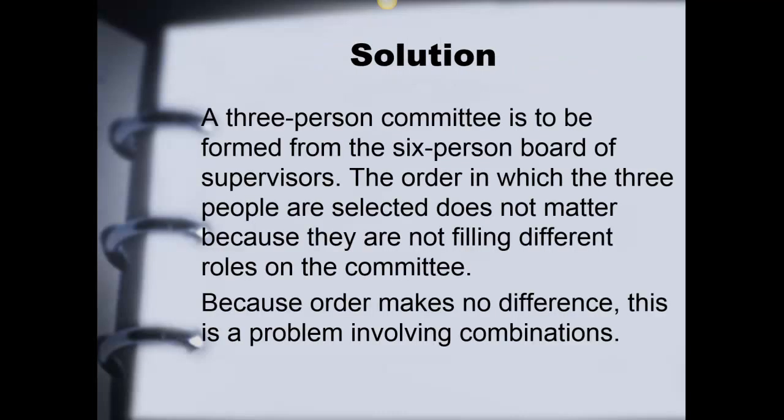And let's go back. A 3-person committee is to be formed from the 6-person board of supervisors. The order in which the 3 people are selected does not matter because they are not filling different roles on the committee. Because order makes no difference, this is a problem involving combinations. The third example.